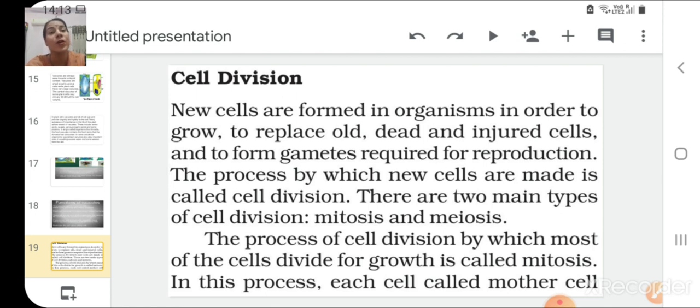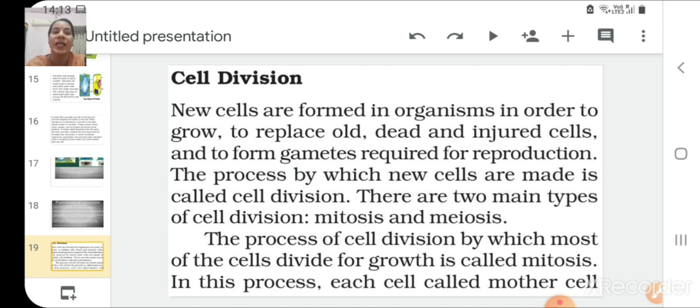New cells are formed in organisms in order to grow, to replace old cells, dead cells and injured cells, and to form gametes required for the reproduction process. The process by which new cells are made is called cell division. There are two main types of cell division, mitosis and meiosis.